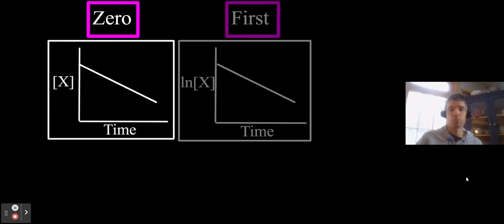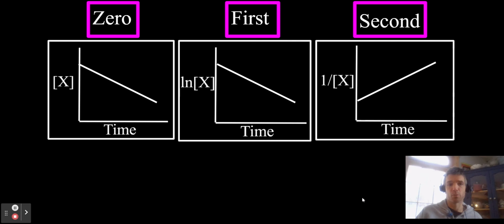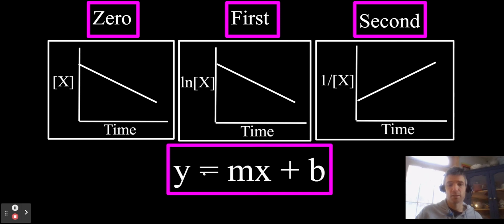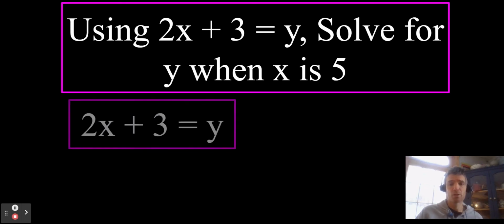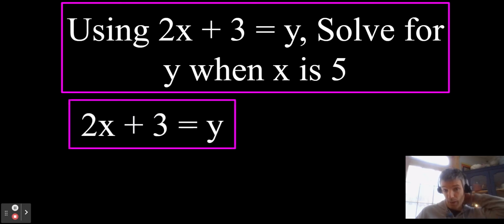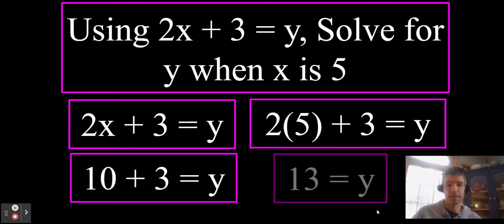I want to review real quickly that here are the graphs for the different orders of equations. It's a linear relationship, so I generally am using an equation that looks kind of like this, and therefore we're just going to review real quick a couple of these equations. So I'm solving for y here, so I'm going to plug in x. All right, I'm going to multiply 2 times 5 and add 3, and I get 13.